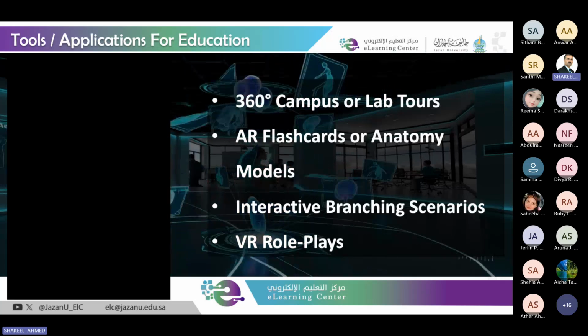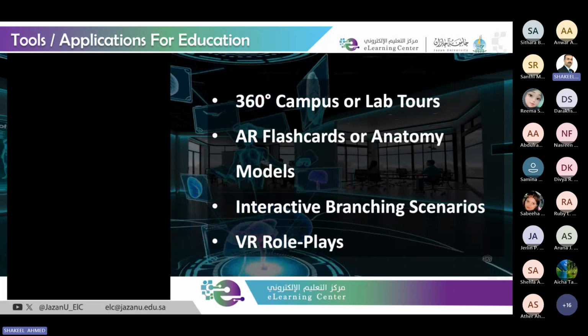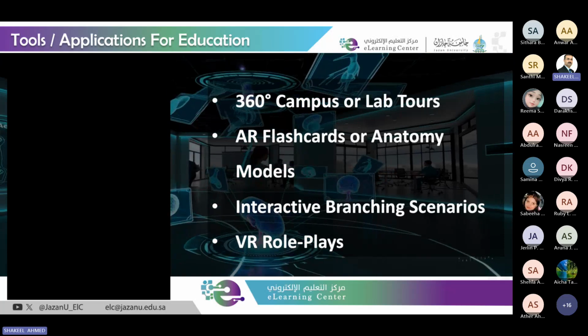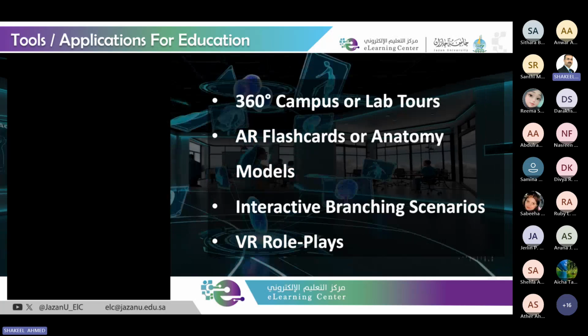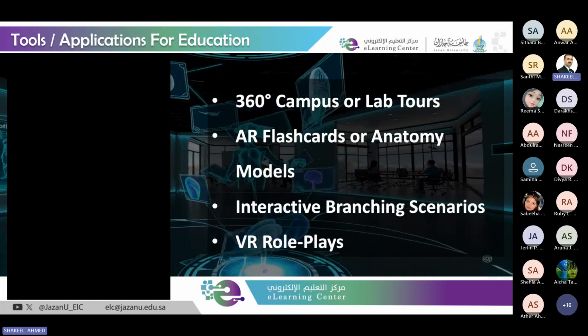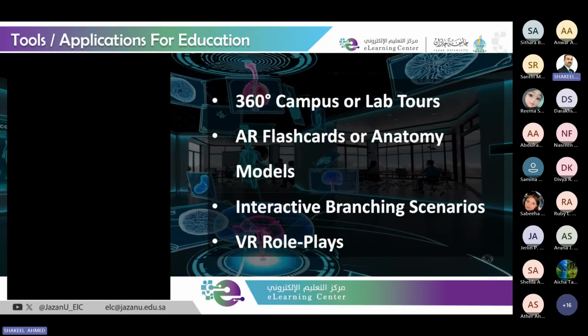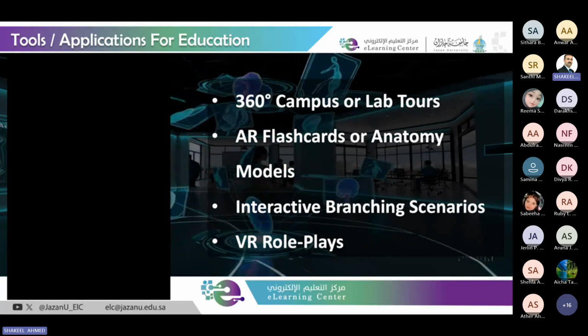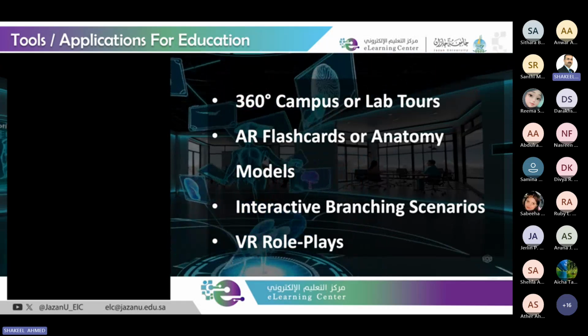First, 360-degree campus or lab tours. Imagine giving new students a virtual tour of Jazan University's labs, clinics, or libraries before they even set foot inside. They can look around freely, click on hotspots, and learn safety rules or instructions. This is especially useful for orientation and preparation before hands-on sessions.